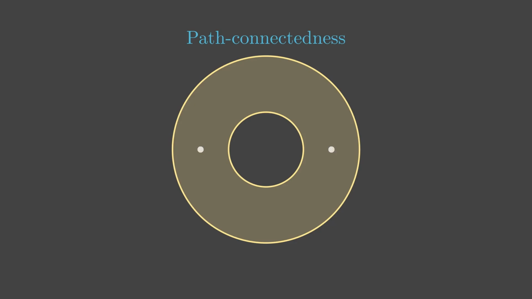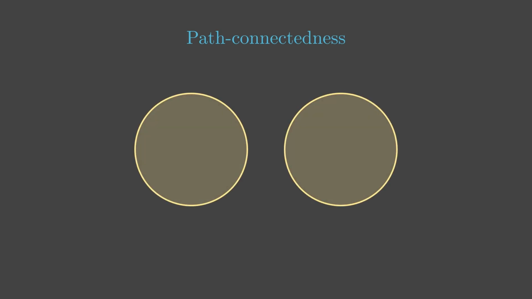Another notion of connectedness is what we call path connectedness. A space is path connected if given any 2 points in the space, there is a path between the points. This path does not have to be a straight line. The only requirement is that it is a continuous path with no breaks. Additionally, the path may not leave the space. These two circles are not path connected because there is no path joining points in different circles.